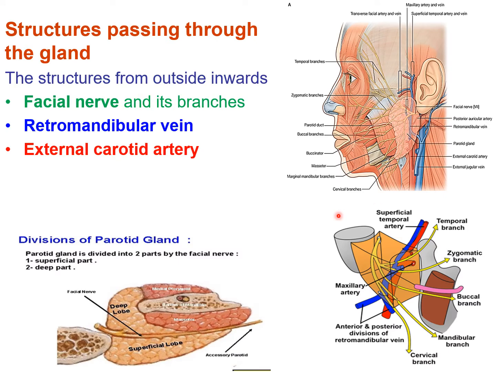Now, talking about the structures which pass through the gland, we have already discussed that, from the outer aspect towards the inner aspect, the first is the facial nerve. The facial nerve divides the gland into the superficial lobe and the deeper lobe. In the second plane is the retromandibular vein, and the innermost deeper plane is the external carotid artery. Some parotid group of lymph nodes are situated within the superficial zone of the gland.